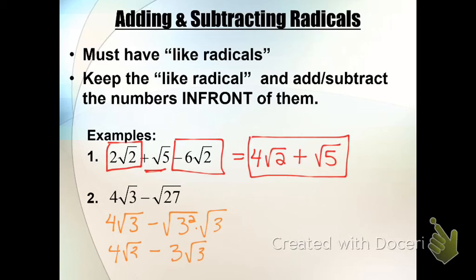And now I've got 4 root 3 minus 3 root 3. I keep the same radical part, so I keep the root 3, and I add or subtract, in this case subtract, the coefficients. 4 minus 3 is 1, so I get 1 root 3. Now, usually we won't write the 1, we would just write root 3. Sort of like how you wouldn't typically write 1x, you would just write x. So our answer for the second one is root 3.